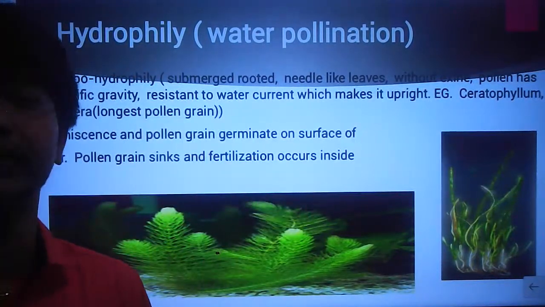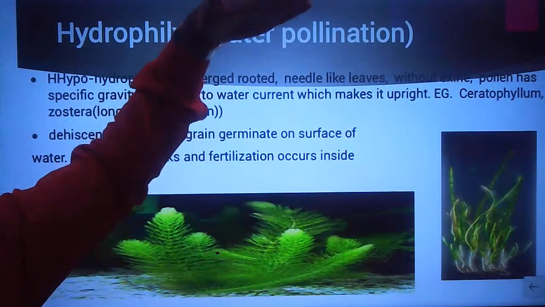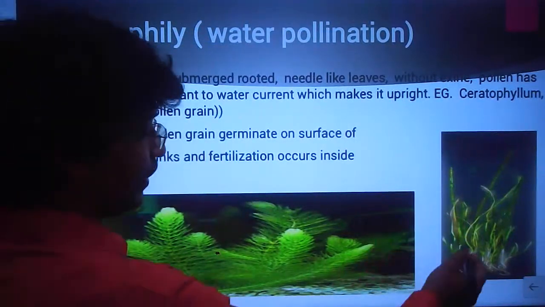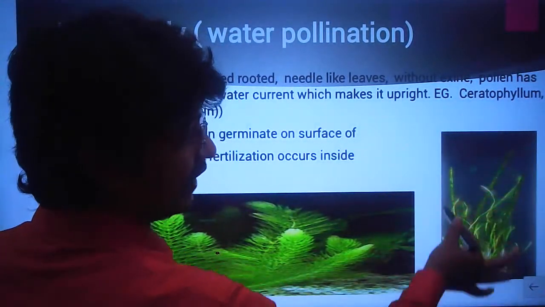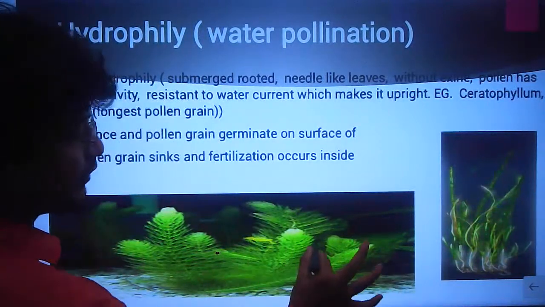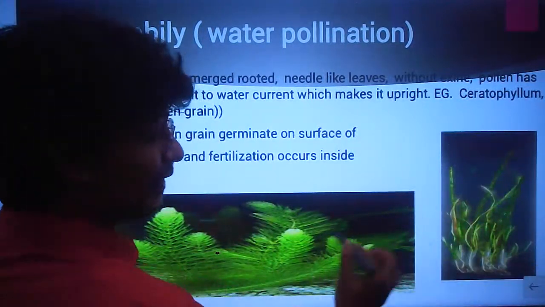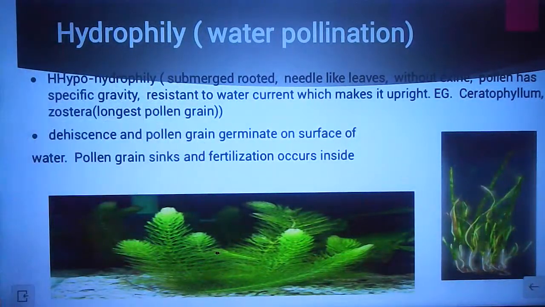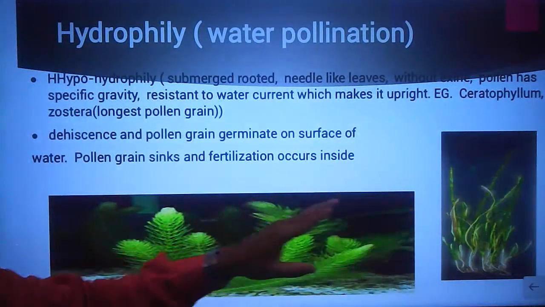And this is an interesting feature you could see. The pollen grains which are floating on the surface of the water. For example, you could see this is a Ceratophyllum plant, and this one you could take Zostera plant, right? So what is the type of pollination where you could see both are submerged?